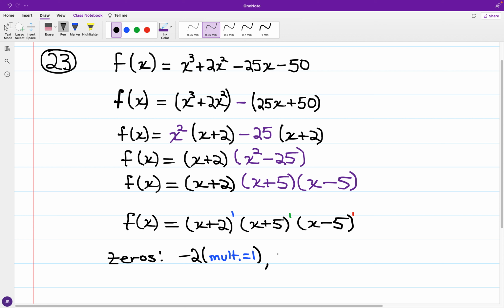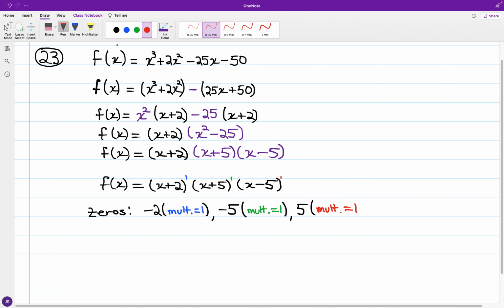And we have for x plus 5, if I set this equal to 0, we have x equal to negative 5. And since we have the factor x plus 5 of first degree, we have the multiplicity also at 1. And with x minus 5 equal to 0, we have x equal to 5. And since x minus 5 is first degree, again, we have this third 0 also consist of the multiplicity value of 1.